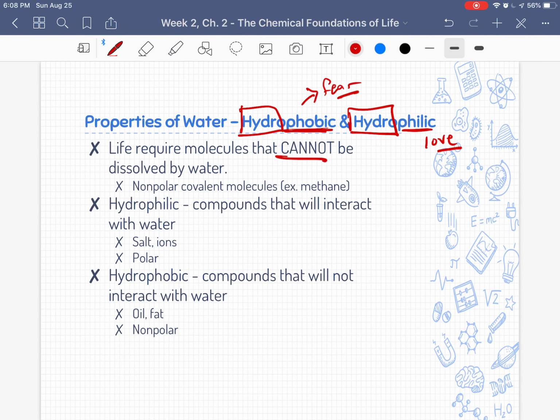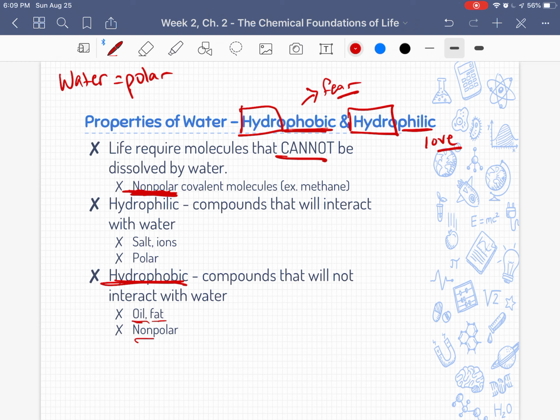Remember when we talked about like dissolves like? So we have non-polar molecules that are not dissolved by the polar water molecule. Remember, water is polar. Right? So we have non-polar molecules that build structures like cell membranes that cannot be dissolved by water, that allow us to build those contained areas. Non-polar molecules are hydrophobic. They will not interact with water.